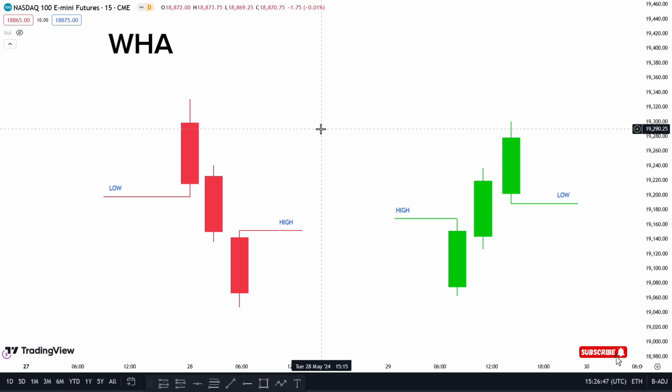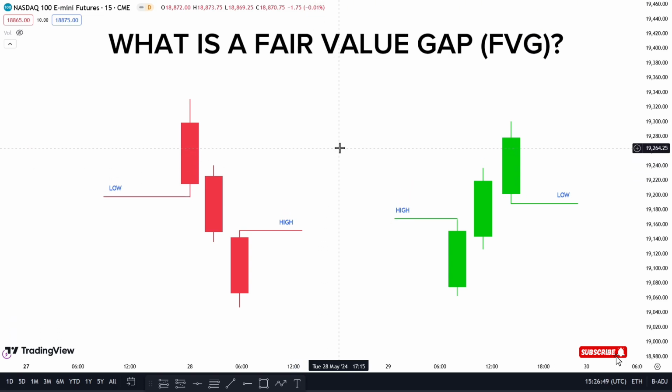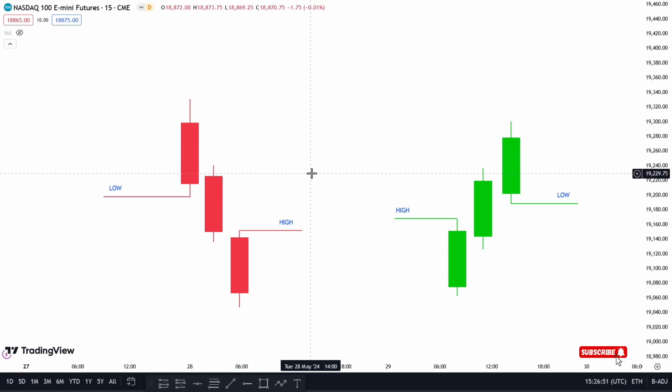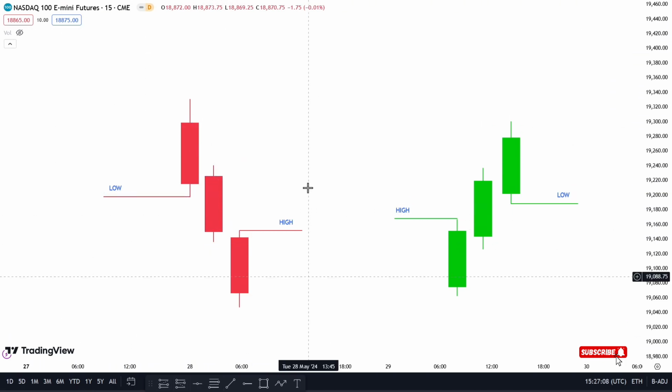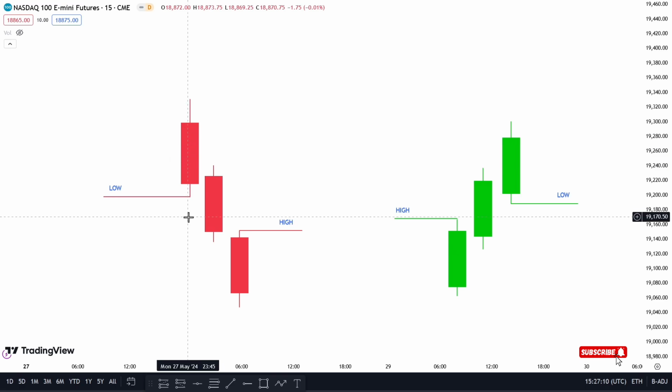Now we are on the chart. The first question is, what is the fair value gap? Now, simply put, a fair value gap is a three candlestick pattern in which the first candle does not overlap with the third candle. This is the first, this is the second, and this is the third when dealing with the bearish. The first candle's wick, say this wick, does not overlap with the third candle's wick, or the candles themselves don't even overlap.